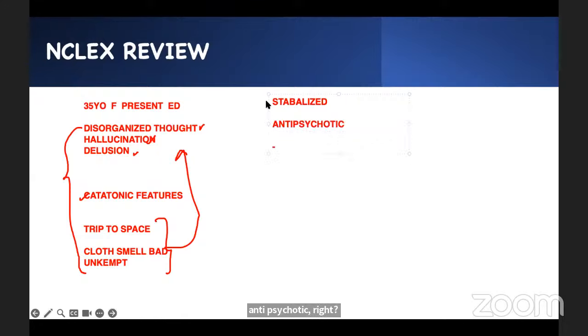So you have two options. You have the first generation versus the second generation. Which one do you want to choose? You need an antipsychotic so that we can put them on medication.